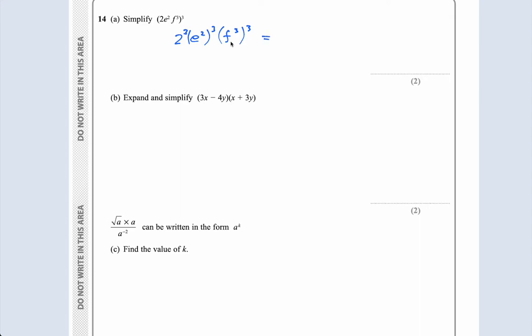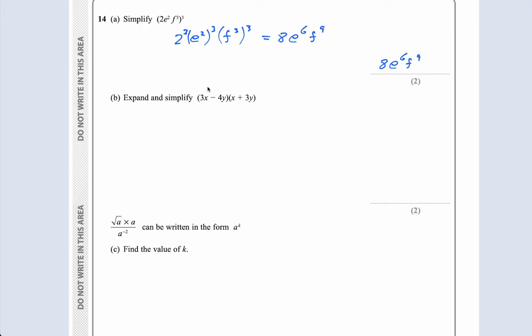So this becomes 2 cubed is 8, 2 times 2 times 2. E squared cubed is e to the 6, and f cubed cubed is f to the 9. That's your third law of indices, guys. When you raise a power to a power, you multiply the powers, and you get this. So it's 8 e to the 6 f 9.